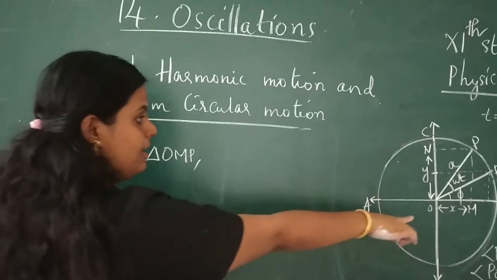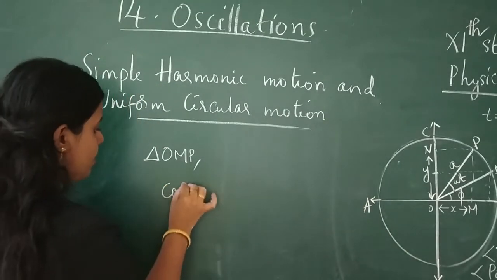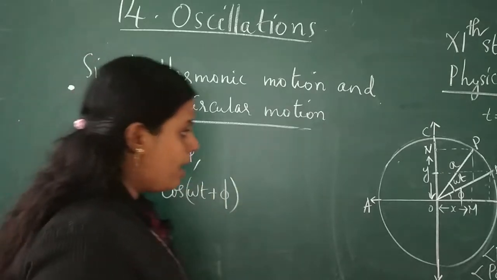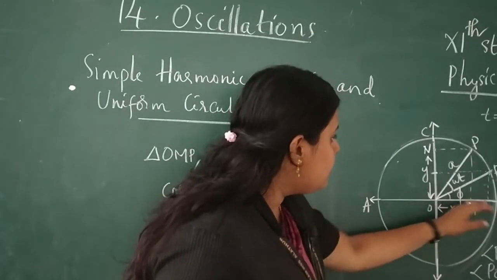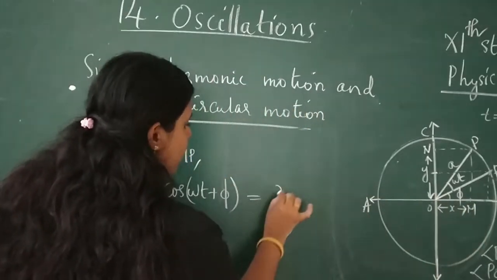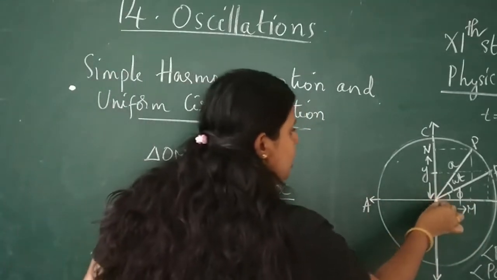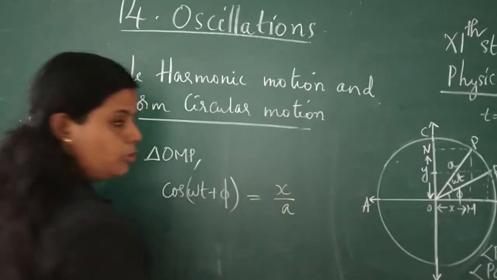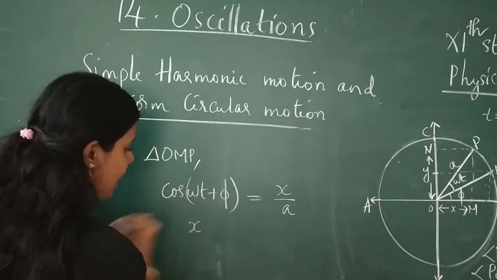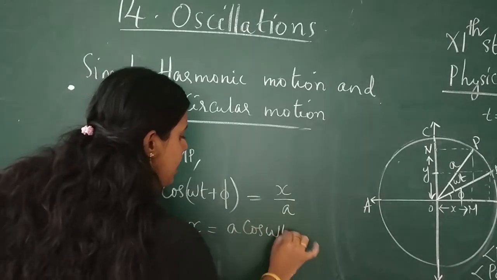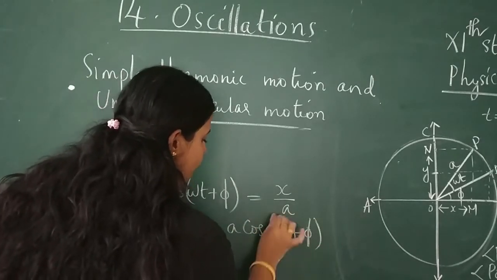From the right angled triangle OMP, consider the right angled triangle OMP. From this right angled triangle, what is cos(omega t plus phi)? Yes, cos(omega t plus phi) is equal to adjacent side by hypotenuse. Adjacent side is x. So x divided by, what about the hypotenuse? That is the radius of this circle, which is equal to a. So from this we can write x is equal to a cos(omega t plus phi).